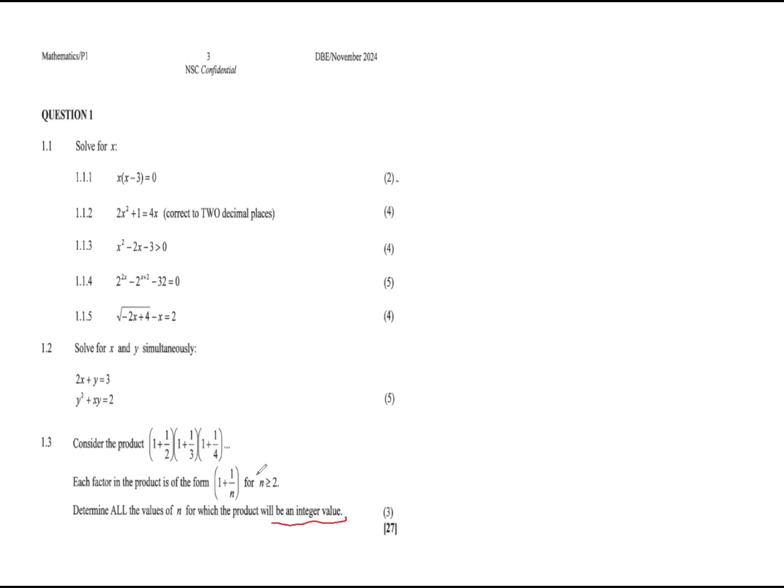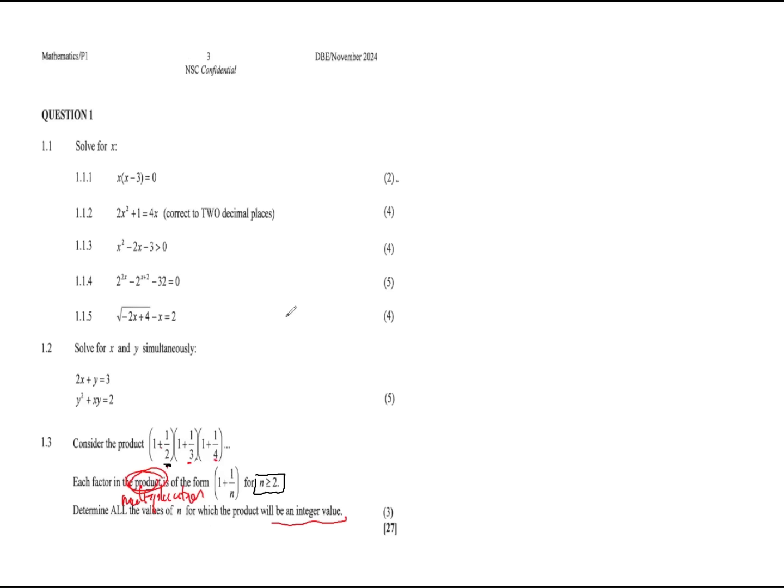Now, looking at this, we are being told that our n values must start from 2 going upward, right? So as we can see here, the n value in here represents that it's starting at 2 and then it's increasing gradually to the next integer. But then we want where the product, let's look at this. The product is a what? The product is a result of multiplication, right? So we want where when we multiply in the brackets, we will have an integer value.